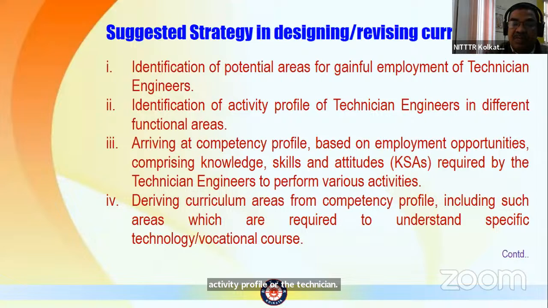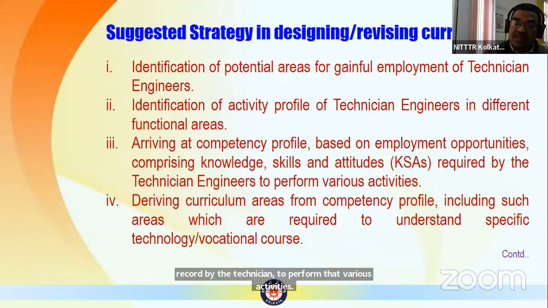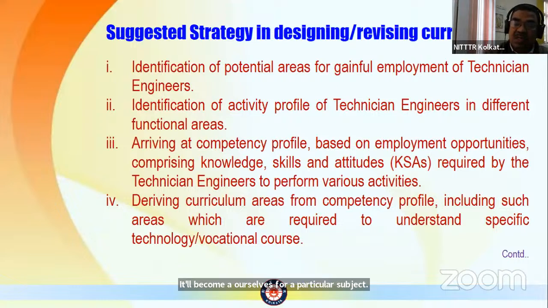Arriving at the competency profile based on the employment opportunities, comprising knowledge, skill, and attitude required by the technician engineers to perform the various activities. You'll have to identify that to become a polytechnic pass out for a particular subject, what will be the combination of knowledge, skill, and attitude required. As a result of that, you'll have to identify it. Okay, knowledge, skill, and attitude.